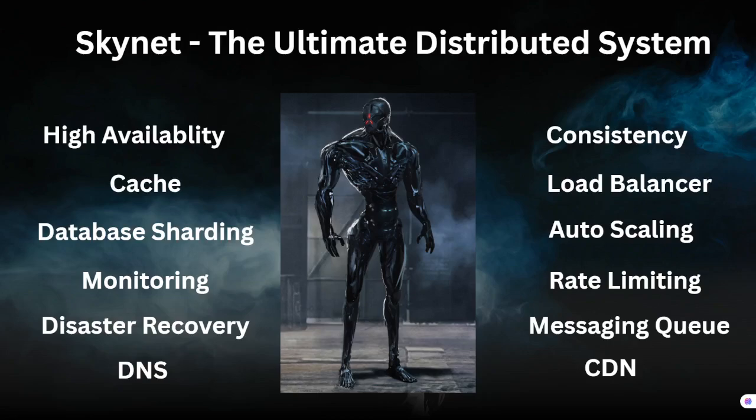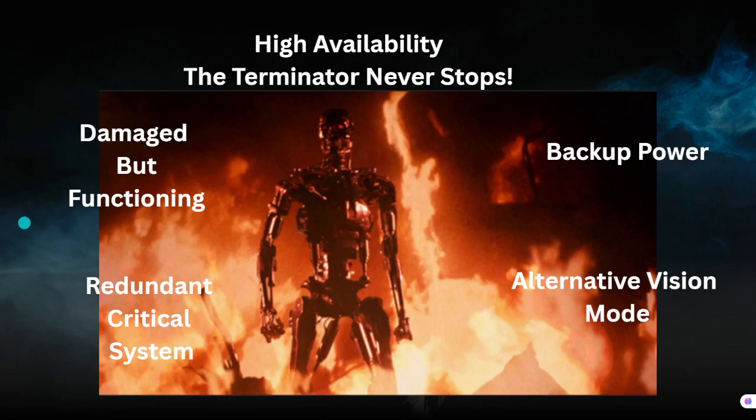So let's see what is availability. In system design, high availability means the system keeps running even if some parts fail. The T800, or Arnold's Terminator, is highly available even when damaged, shot, burned, or missing an arm. It keeps functioning. Just like a distributed system replicates services across multiple servers to prevent downtime, the T800 has redundant critical systems like backup power, alternative vision mode, etc. to ensure it doesn't fail.